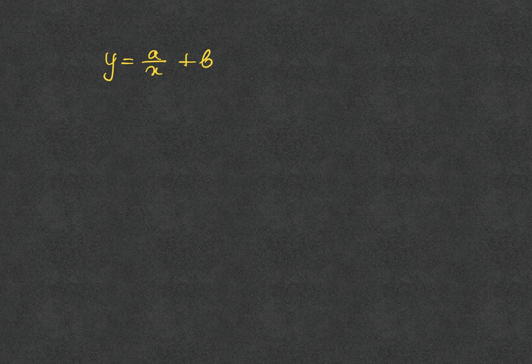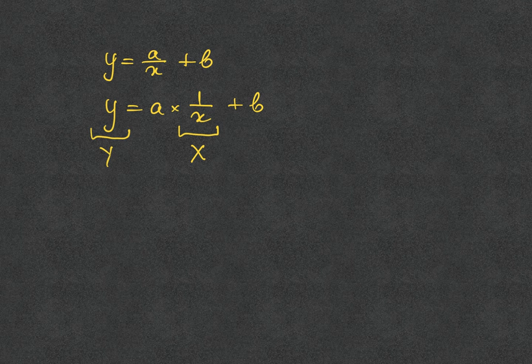This one needs almost nothing to be done. Y equals a times 1 over x plus b. So the new y will be the same as the old y, and the new x will be 1 over x. If I graph 1 over x against y, I'm going to get a linear graph.